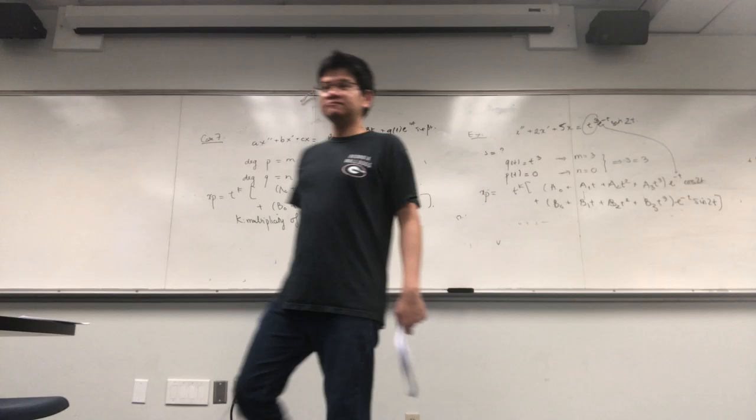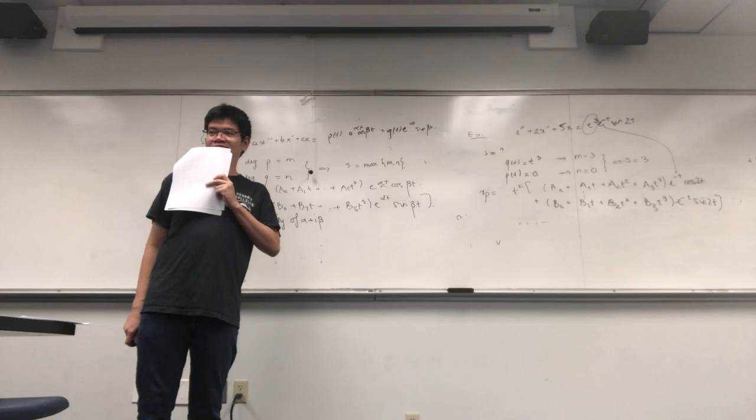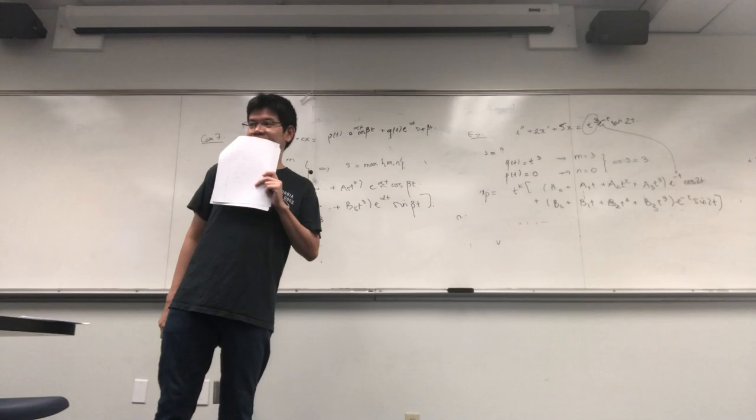Is it clear, any questions? Now what is k? Yes? It's 0. Why? Because k is the multiplicity of negative 1 plus 2i, but negative 1 plus 2i is not a root of r squared plus 2r plus 5.